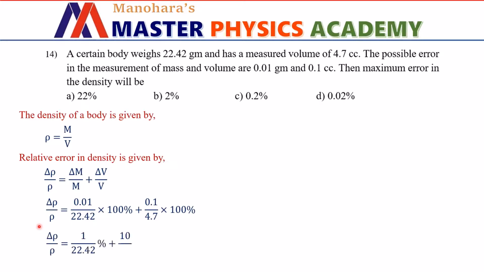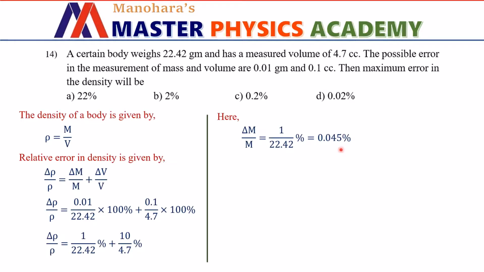Upon simplification, we have the percentage error in density equals 1 divided by 22.42 percentage plus 10 divided by 4.7 percentage. Now, let us consider the percentage error in mass, which is going to be 0.045 percentage, which is negligible, and the percentage error in volume is 2.13 percentage. Upon adding, we will get an answer very close to 2 percentage. Hence, option B is the right choice.